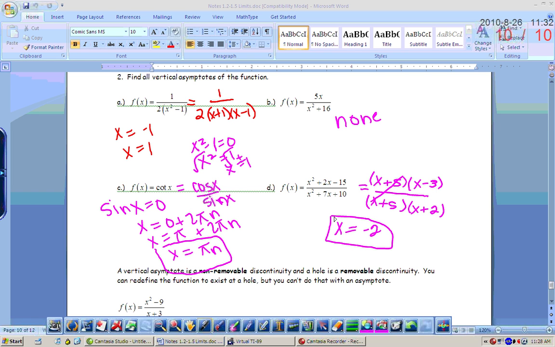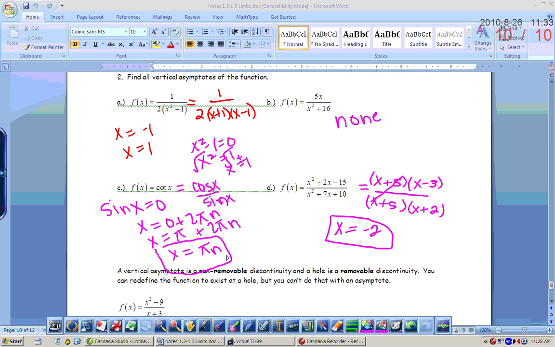How many vertical asymptotes does this one have? I was waiting for someone to say, what? There's just one, because when you factor the bottom, you do get two factors. But if you factor the top, one of those factors on the bottom is the same as the top. So at x equals negative 5, we actually have a hole. So the only vertical asymptote is at x equals negative 2.